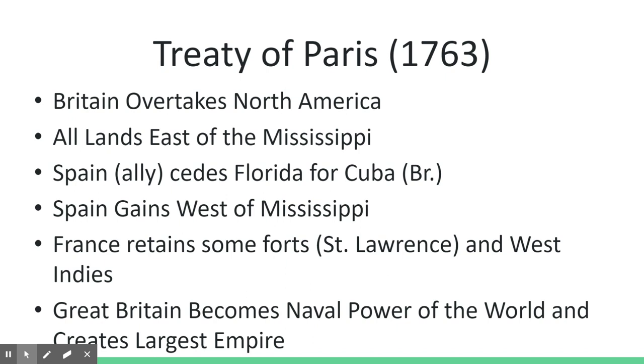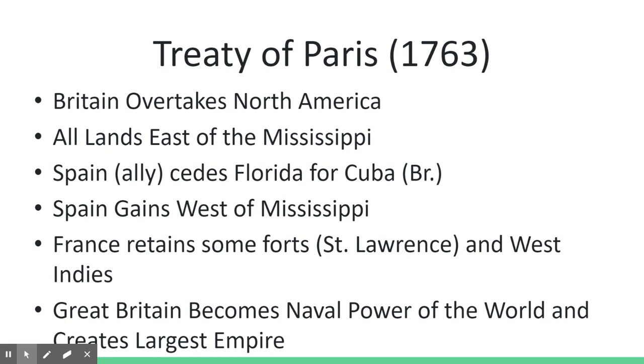Essentially, Britain takes all of the settlements from the French, including Canada, including the Ohio River Valley, basically any lands east of the Mississippi. Spain, who was an ally of ours, cedes Florida, and they were given Cuba. Spain gains all land west of the Mississippi. The French do retain some forts, mainly for trading purposes, more down in the Bahamas, as well as the St. Lawrence River.